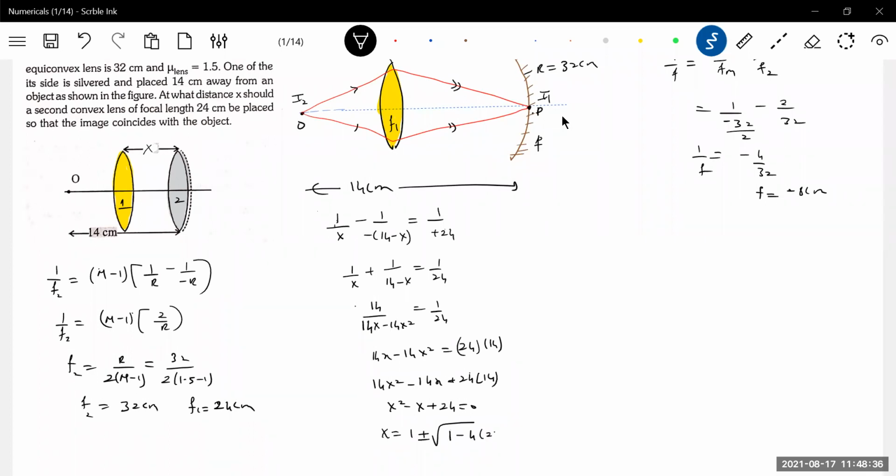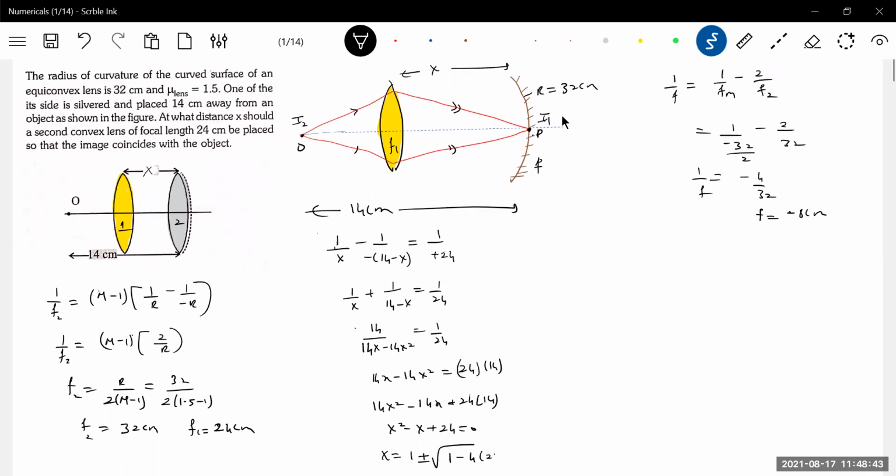Sir, it's imaginary. What happened? Imaginary values, no real roots. No, not possible. Then maybe the final image should be formed at the... So no, let me check all the conventions are correct.